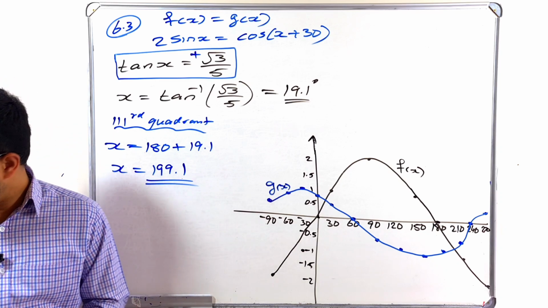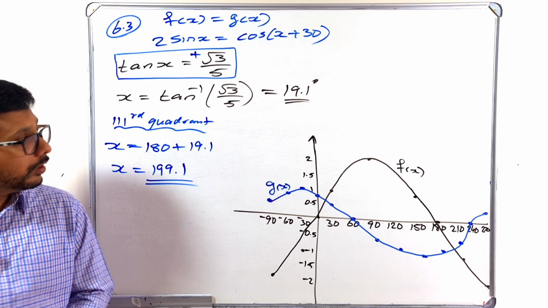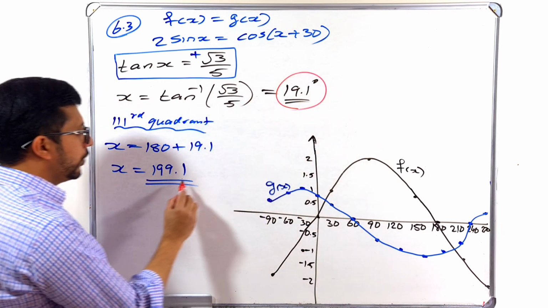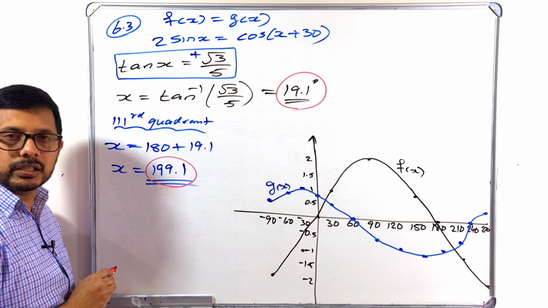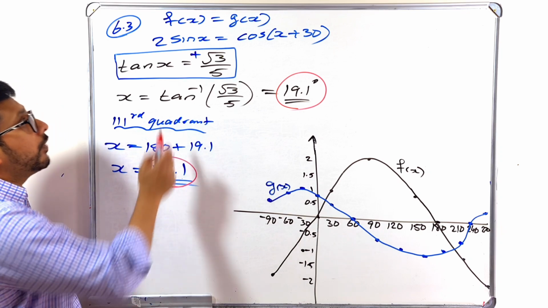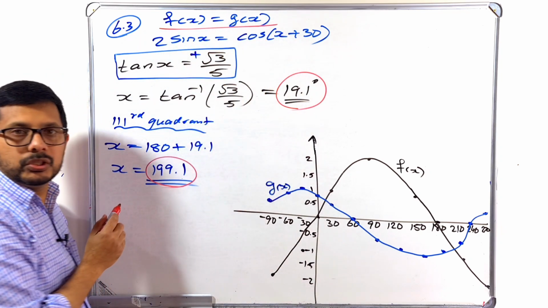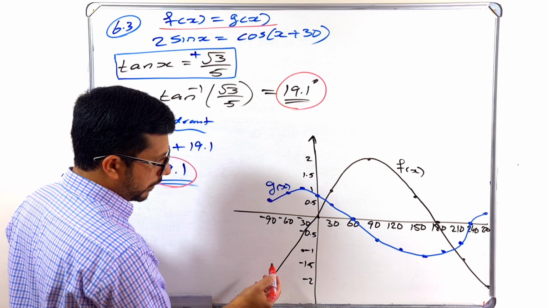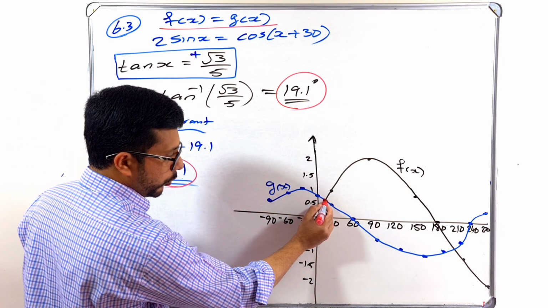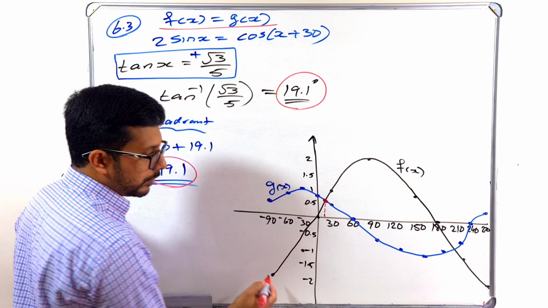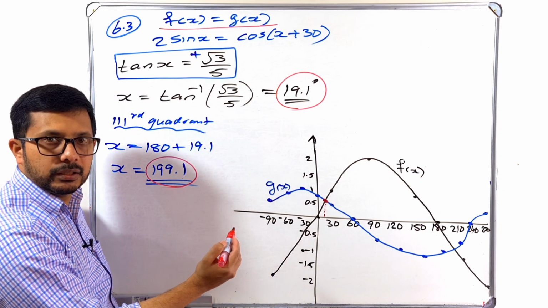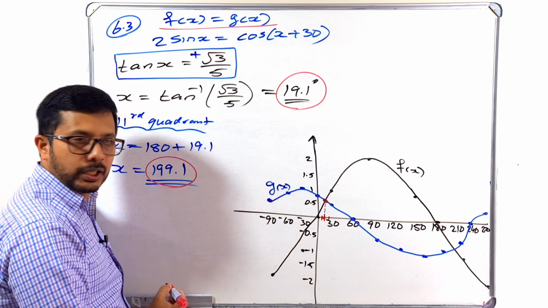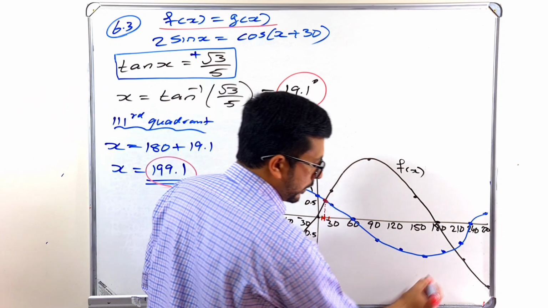Is it correct? Look at the graph. If you look at the graph, the first x value is 19.1 and the second one is 199.1. What is the meaning of this? f of x is equal to g of x where both graphs intersect. So look at this, this is an intersecting point. Can you see that? That is between 0 and 30. So what is that x value? 19.1. Okay, now where is the other intersecting point?